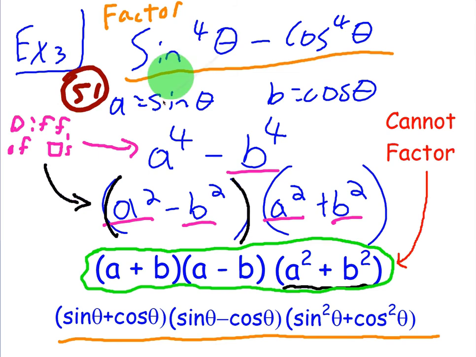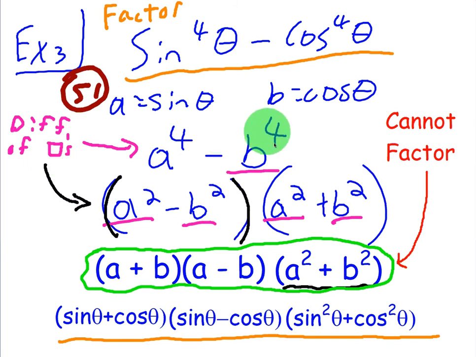So now the sine of theta gets replaced with A, so it becomes A to the fourth. Same for the cosine. It becomes B to the fourth. Now we have A to the fourth minus B to the fourth. This can be factored using the difference of squares. It just won't be our final step.